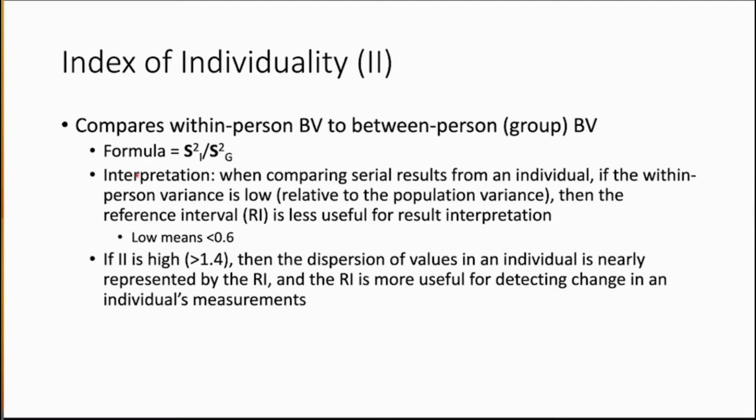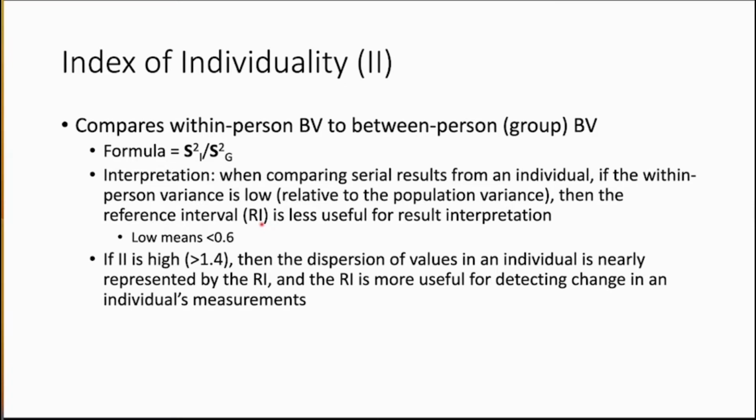So the index of individuality then is the second of the items that comes out of biological variation. And as I said earlier, this compares the within-person biological variation to the between-person or the group biological variation. And it's defined as the variance of within individual divided by the variance within the group. And the concept here is an interesting one, and that is to say that if the within-person variance is low, then the reference interval, which is based at a population level, is less likely to be useful for result interpretation.